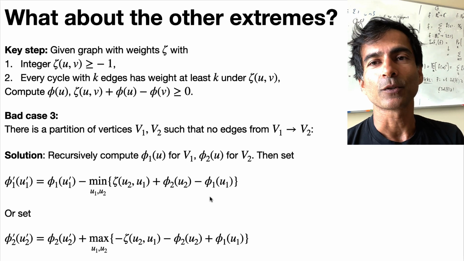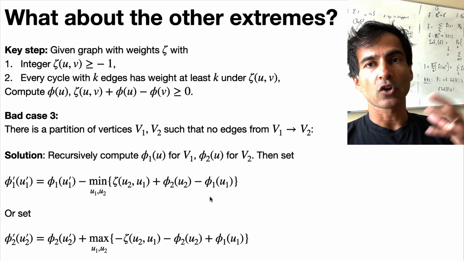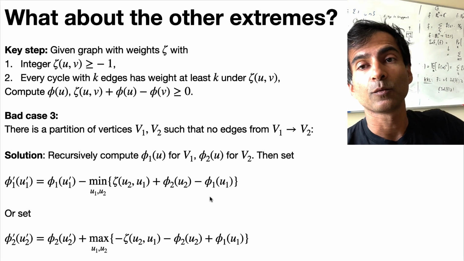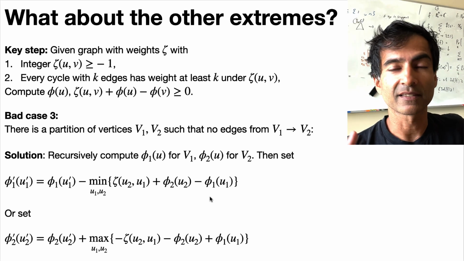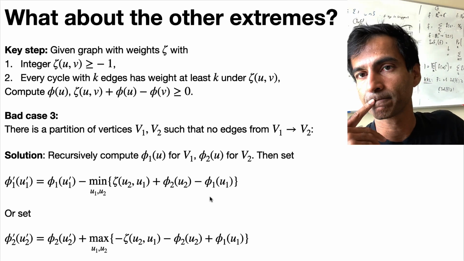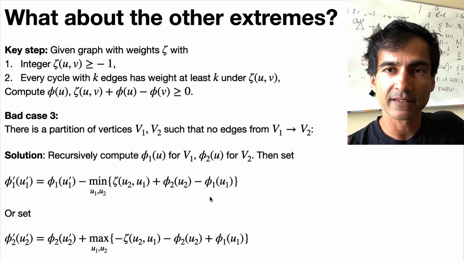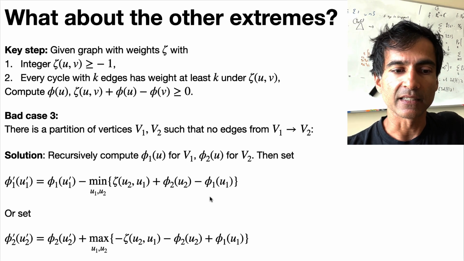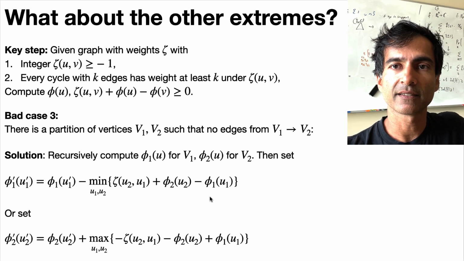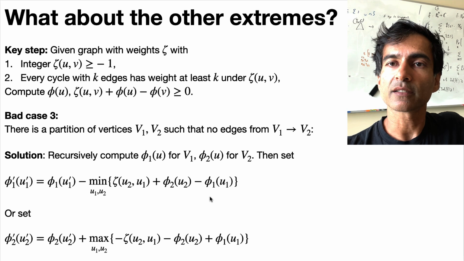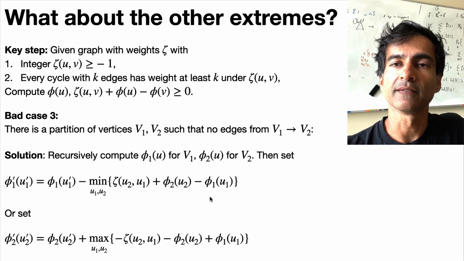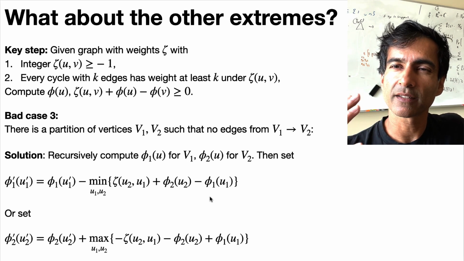So that's very nice. If you have a graph which is very strongly connected, then we have an algorithm that works. It's the BFD algorithm we discussed before. And if you have a graph that's not very strongly connected, in the sense that there are such partitions into vertices, then you can recurse on the parts of the partition and somehow combine the results to obtain the desired potential function. So it seems like we're starting to get all cases covered. Okay.